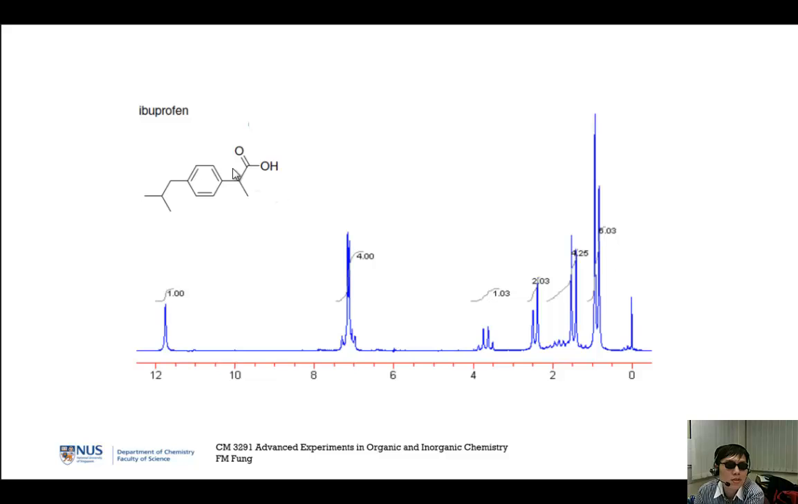And lastly, your final target molecule, ibuprofen. A bit more complex, but this is a very clean NMR sheet. I really hope that most of you get this. This is my dream, which I think can be realized.